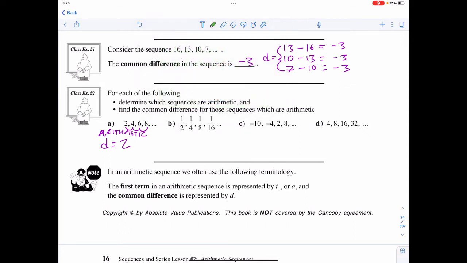For example B, the number decreased by 1/4, and then it decreased by 1/8, and then it decreased by 1/16. This is not arithmetic.